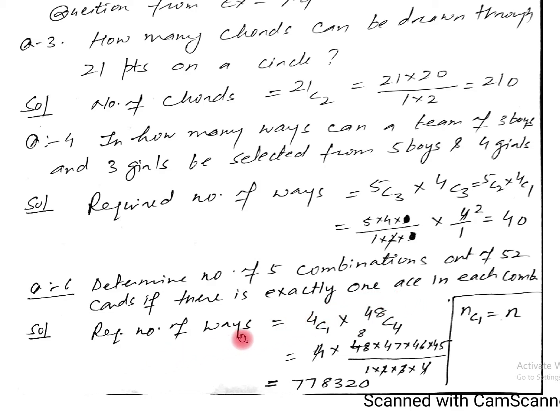So the required number of ways equal to, first we are selecting the ace 4C1 into remaining cards are 48 and remaining cards to choose are 4. So therefore the required number of ways are what? 4C1 into 48C4. We can calculate it and find out the answer. And always remember, nC1 is always equal to n. It make our calculation easy. nC1 is always equal to n.